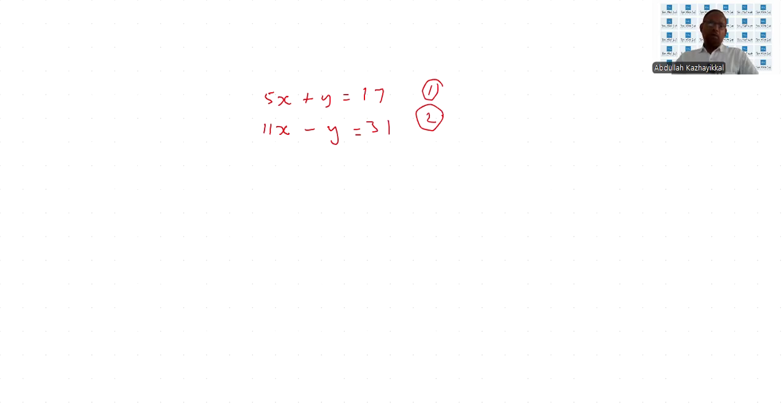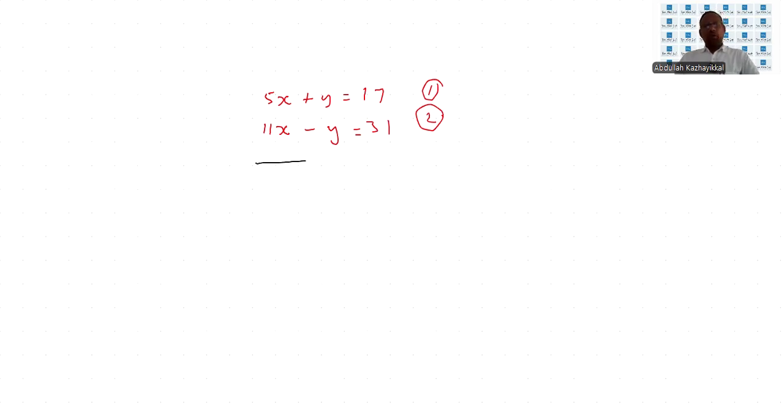Because we are checking the coefficients. We can see here y and y. We can make the coefficient same. We are not bothered about the sign here, that is addition or subtraction. 5 and 11, no, we cannot make the coefficient same. But here the coefficients are same. If the coefficients are same, 1 and minus 1, I know, so we can add this one.